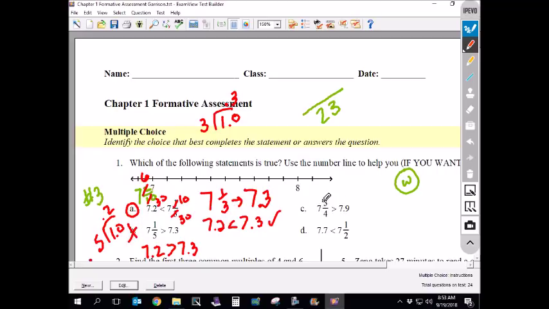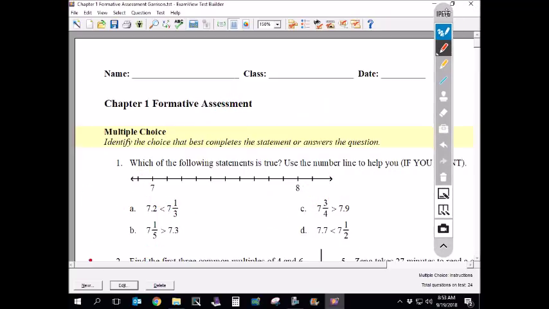Over here, you do the same thing. You do 3 divided by 4, you would end up getting 0.75. So that is 7.75. Is 7.75 greater than 7.9? No. And then here, we do the same thing. That's 7.5. Is 7.7 less than 7.5, guys? No. So when you're doing multiple choice, make sure that you are always finding the 3 wrong answers, which will lead you to the 1 correct answer, okay?